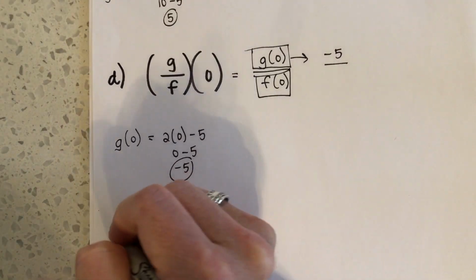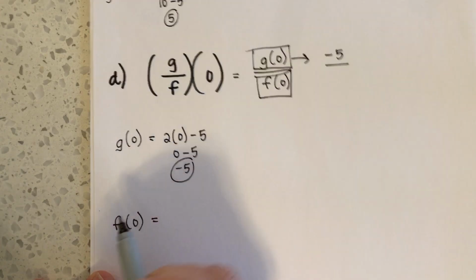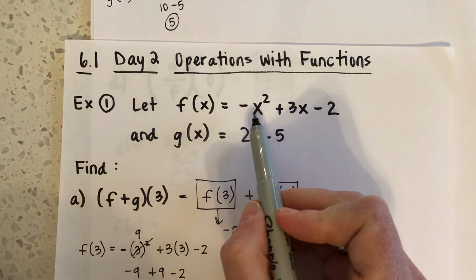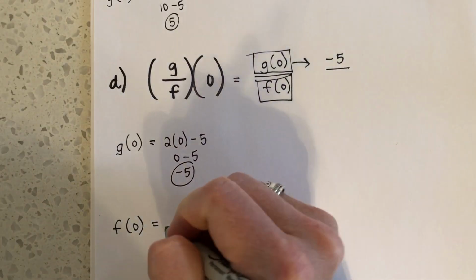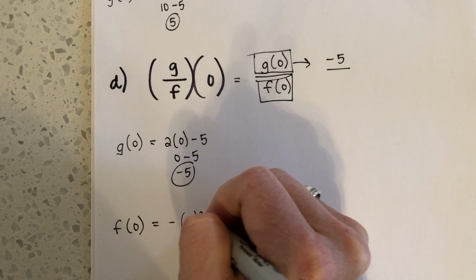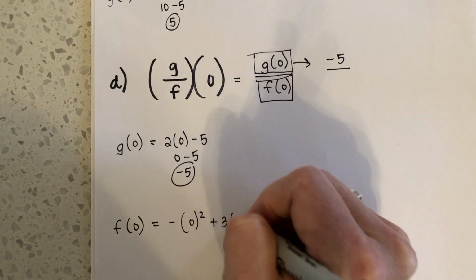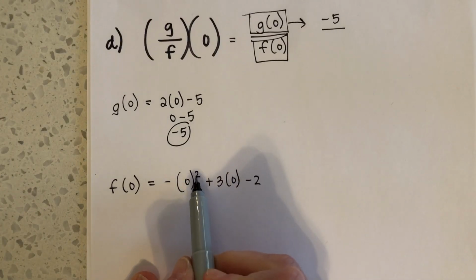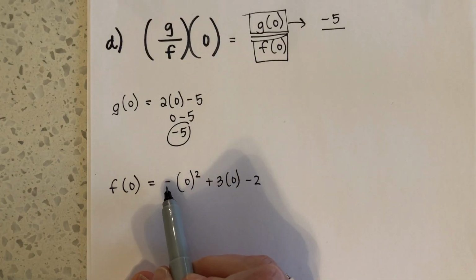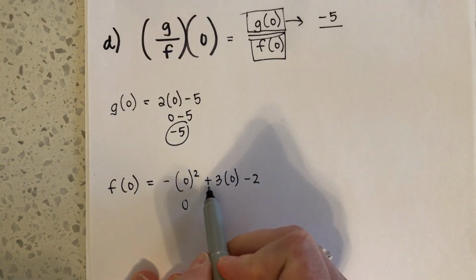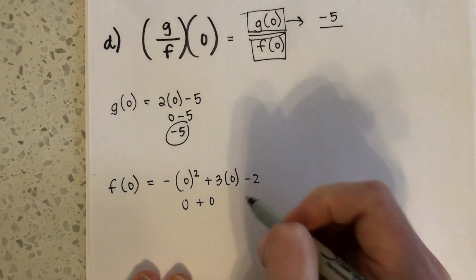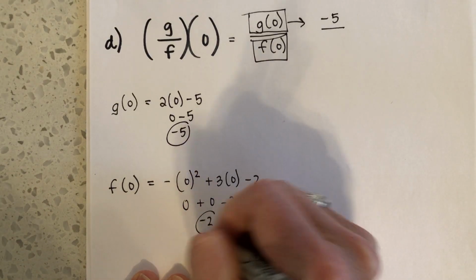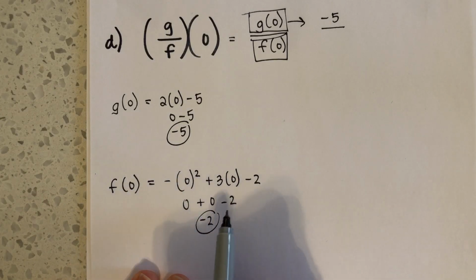To find f of 0, that means I have to go to function f and plug 0 in. So go to function f and plug a 0 in for these x's. So that'll be minus 0 squared plus 3 times 0 and then minus 2. Well, 0 squared is 0. 0 times a negative 1 is 0. Positive 3 times 0 is 0. And then bring down the minus 2. So 0 plus 0 minus 2 is negative 2. So now f of 0 is negative 2.